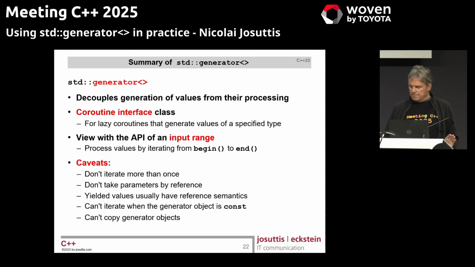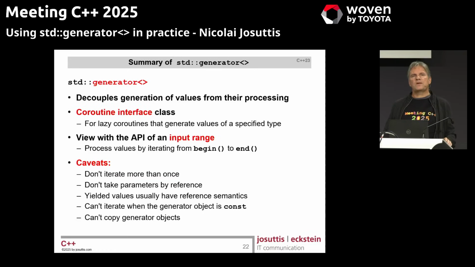Good, that's it. Summary. std::generator is a coroutine-supporting interface type that allows you to decouple the generation of values from their processing. It's a coroutine interface class for lazy coroutines, so they do not start immediately. To start, you have to call begin, and that generates values. Inside, you either co-yield elements of a type, or you end it with co-return, or by reaching the end of the coroutine.